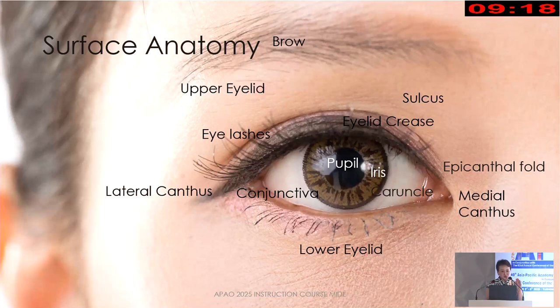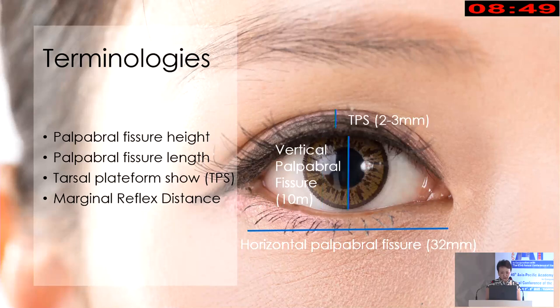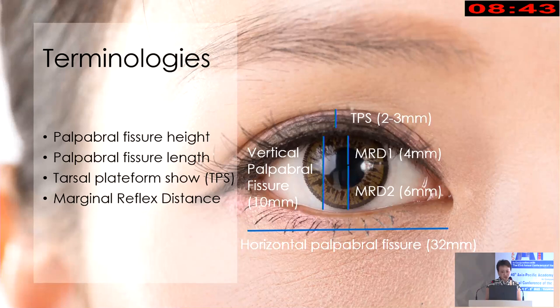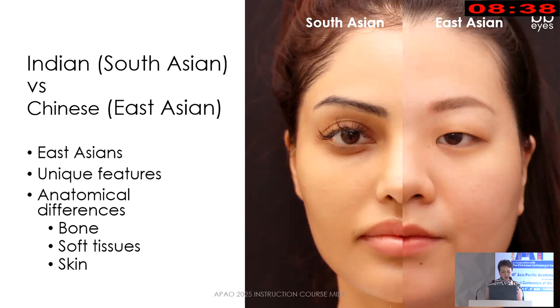I'm just going to very quickly go through some of the surface anatomy. I'm not sure if any of the audience here are familiar or are already doing double eyelids, but I'll go through it quickly. You have the upper eyelid, the sulcus on the upper part, the medial canthus with the epicanthal fold, and the lateral canthus. Some terminologies we want to be familiar with: the vertical palpebral fissure, the horizontal, the TPS, which is tarsal platform show, the marginal reflex distance, MRD1 and MRD2, and the lid brow distance.